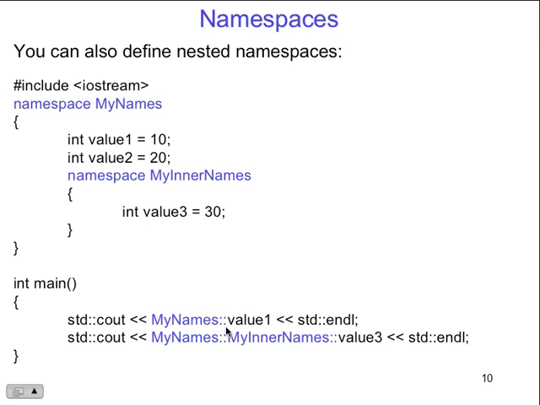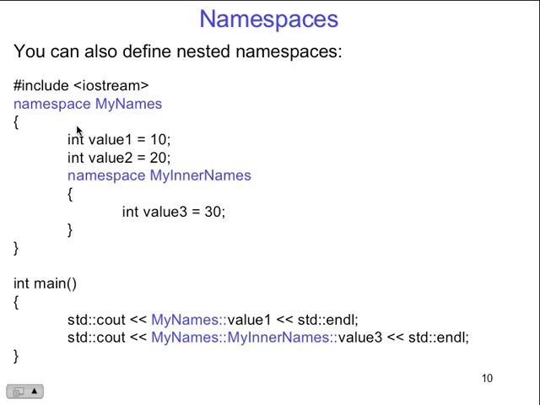You use this to resolve the scope. As an example, inside of the std namespace, we have cout. Inside of my names up here, we have value 1. Inside of my names, my inner names, we have value 3. Can we write value 2 there, Professor? If we wrote value 2, it would come out with an error message because it doesn't exist. Because it's also inside my names, right? No, my inner names only has value 3, so if I put value 2 here instead of value 3, you wouldn't know about it. I'd have to go back and use it like this. I'd have to say my names value 2.